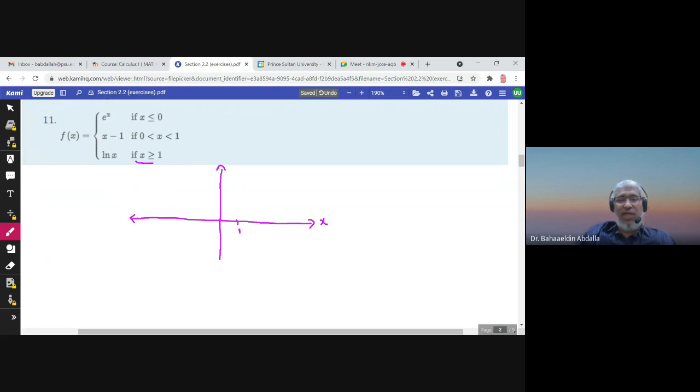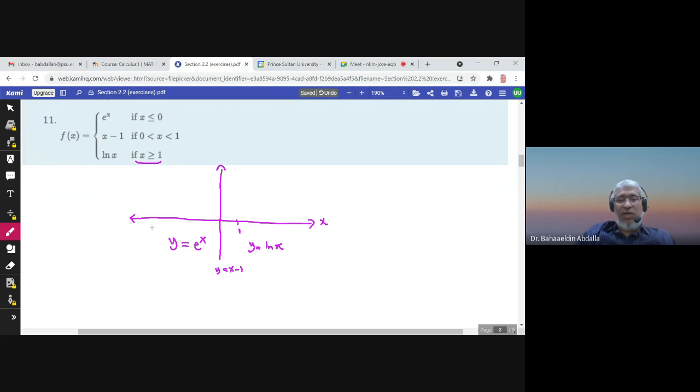If x is greater than 1, so in this region, y equals ln x. So we need to graph this function in this region. Between 0 and 1, we have a straight line, y equals x minus 1. Less than 0, we have another function, which is the exponential function.